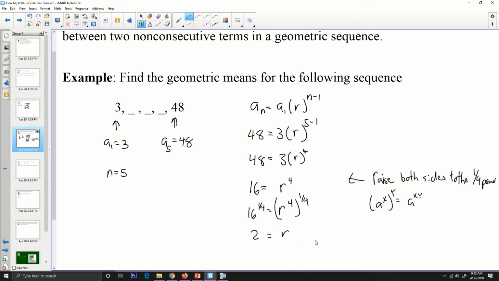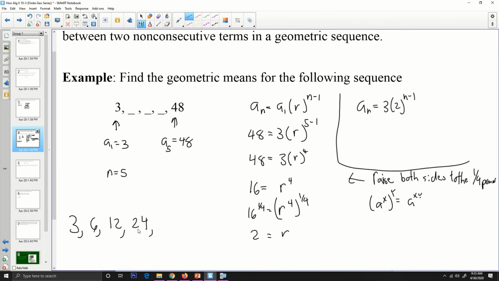So I could come up with an equation. I could say that a sub n equals 3 times 2 to the n minus 1, and just plug in. I can plug in for the second term, the third term, and the fourth term. But with 2 and 3, it's fairly easy. So our missing terms, 3 times 2 would be 6. 6 times 2 would be 12. 12 times 2 would be 24. And then 24 times 2 is 48. So these are our missing geometric means.